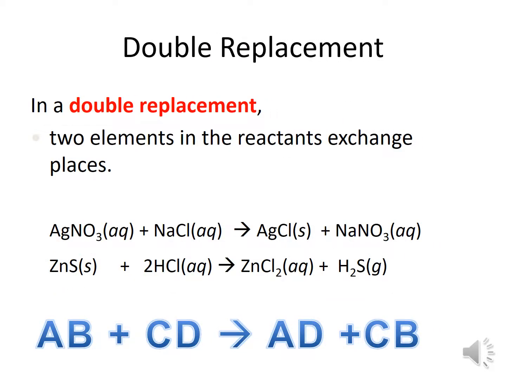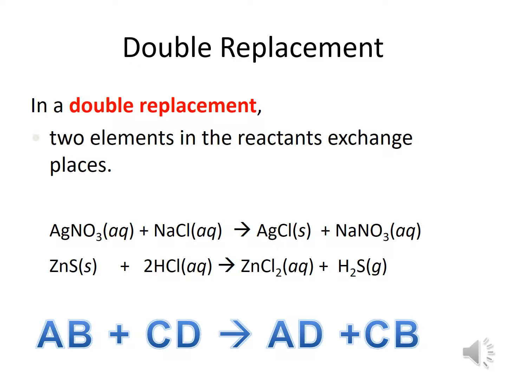In a double replacement, you have two species in the reactants that are going to change places. Sometimes these are precipitation reactions, such as silver nitrate and sodium chloride, both aqueous, making silver chloride solid, which will precipitate out, plus sodium nitrate. Notice the silver has replaced the sodium in sodium chloride, but the sodium replaced the silver in silver nitrate. So now it's silver chloride and sodium nitrate.